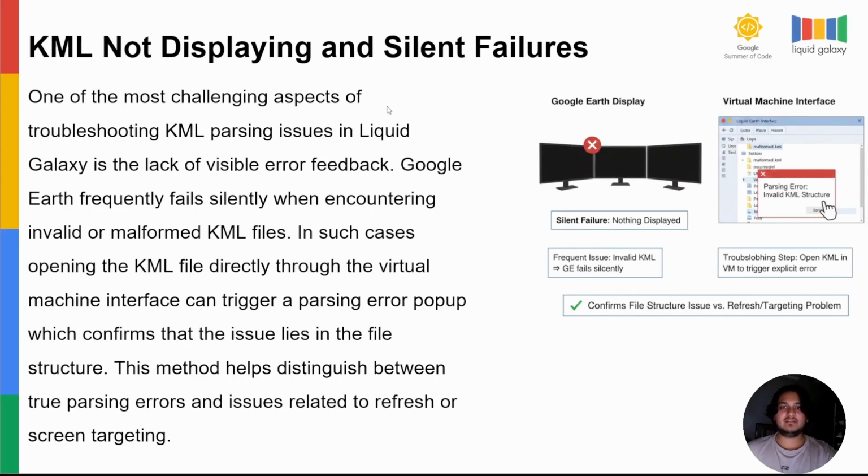Now let us talk about one of the most frustrating and challenging problems in Liquid Galaxy development: KML not displaying and silent failures. One of the biggest difficulties when troubleshooting KML parsing issues in Liquid Galaxy is the lack of visible error feedback. In many systems, when something goes wrong, we get an error message, a log, or an exception. But in Google Earth, this is often not the case.